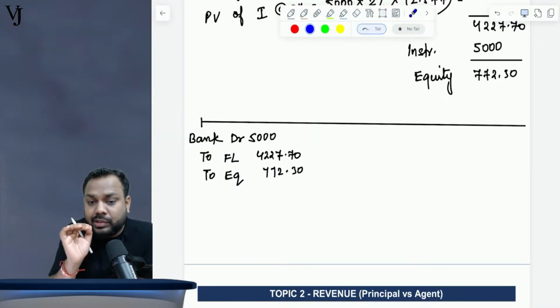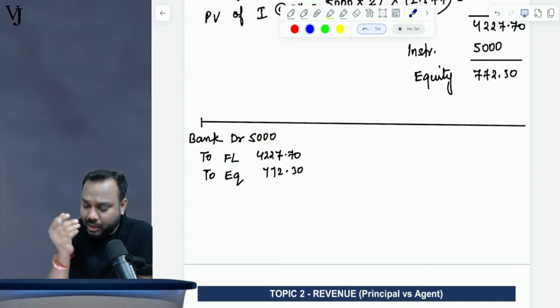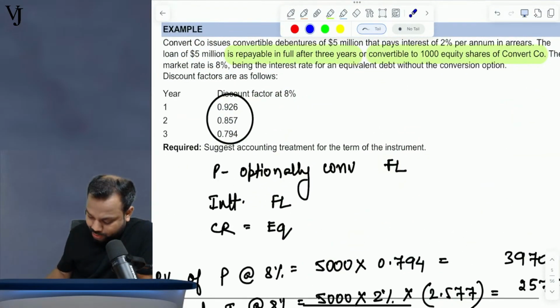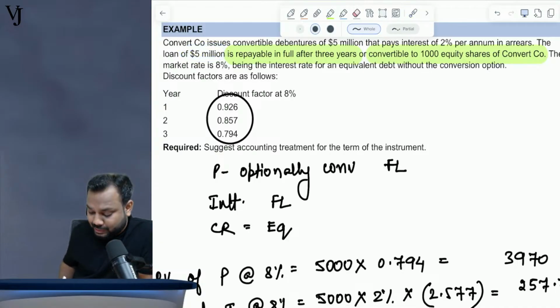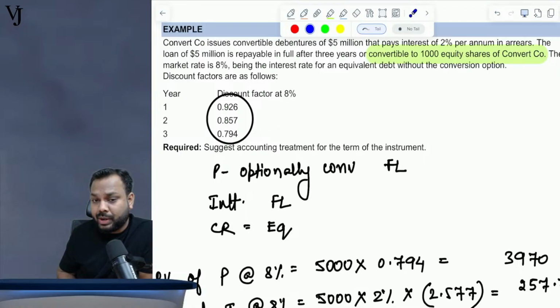Tell me, are you understanding the split? Okay, now Sahil is asking, sir, if the principal was not a financial liability, we would not have taken the repayment in the present value calculation. Yes, Sahil. To answer your point, if this 5 million would have been compulsorily convertible to equity shares, then it would have become an equity component, not a financial liability component. So in that case we would not have taken the present value of the 5 million.